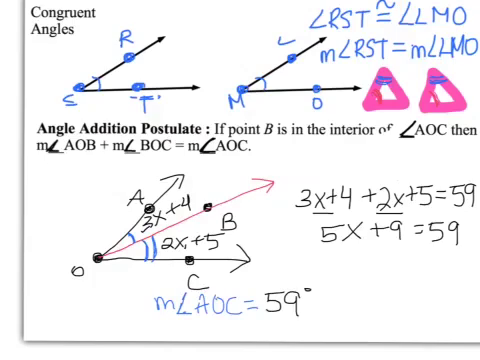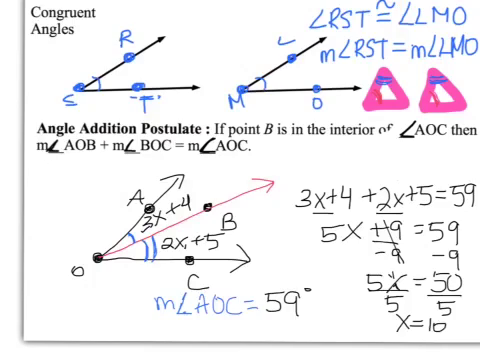Inverse operations, we were adding, so we're going to subtract 9 from both sides. 5x equals 50. Divide by 5 on both sides, which means that x equals 10. If x equals 10, then we're going to plug it in. So here, 3 times 10 is 30, plus 4 gives you 34 degrees. And here, 2 times 10 is 20, plus 5 gives you 25 degrees. And you can see that 34 plus 25 gives you 59 degrees.